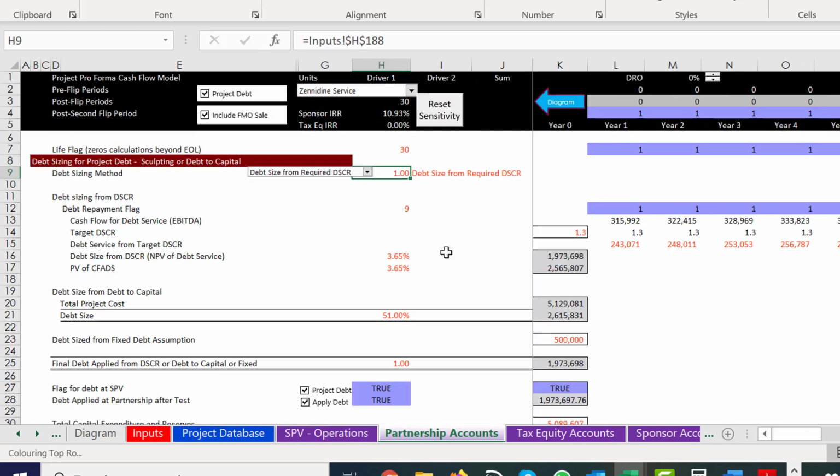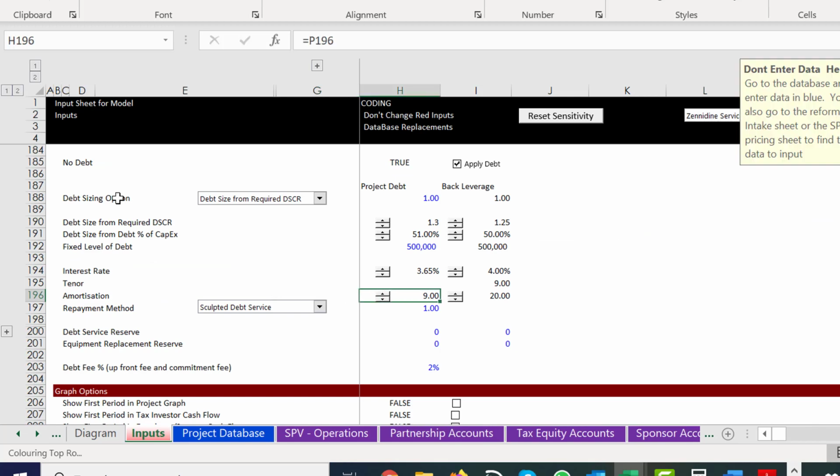So now let's go to this partnership account. And here's where we start. I put the debt sizing method. So if it's one, it's this one. That's where we start. And then we say, okay, here's our cash flow. And the key thing up here is also to put a tenor.